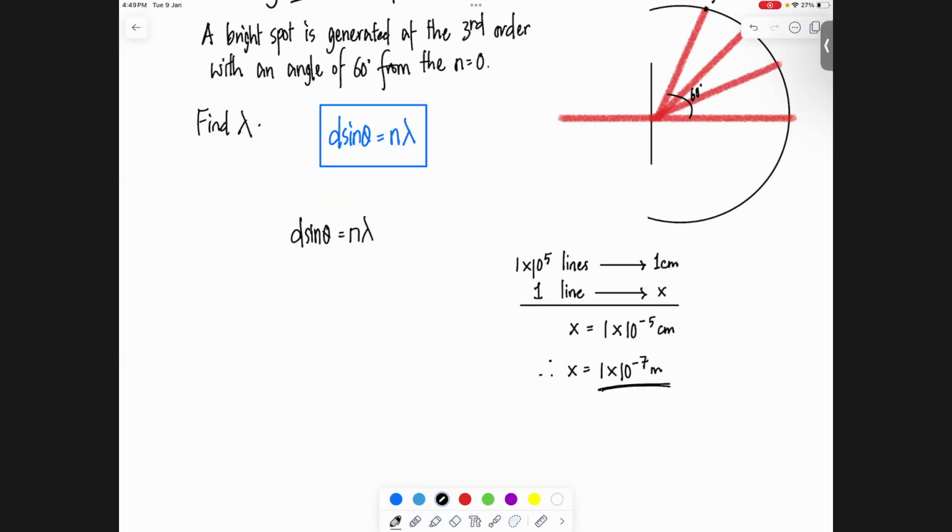So that's the value of x, right? You got the value of x here, which is d, 1 into 10 to the power minus 7 into sine 60 equals n, which is going to be 3 because of the third order. So that's lambda equals 0.289 into 10 to the power minus 8 meters.